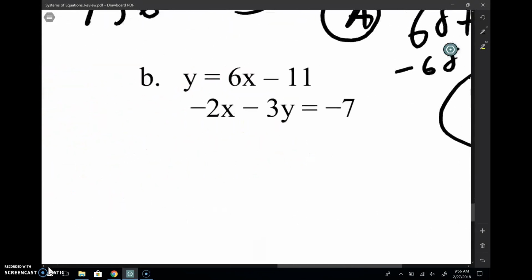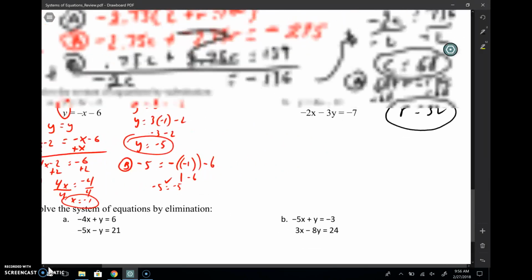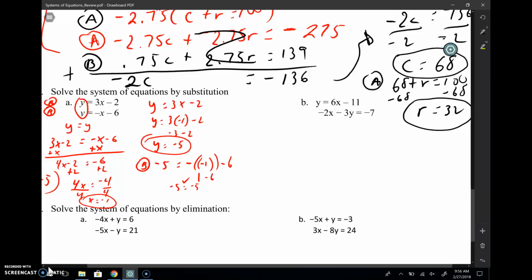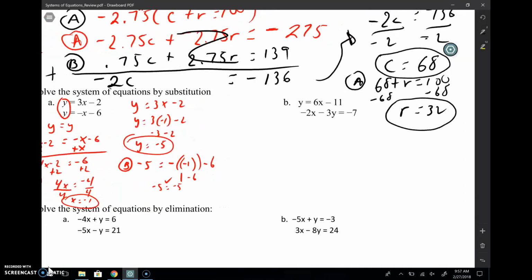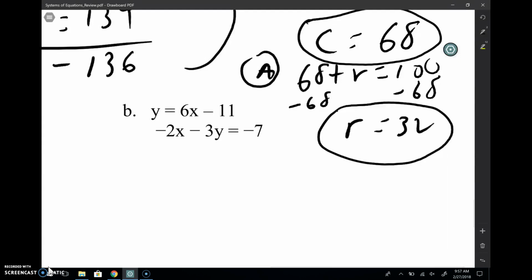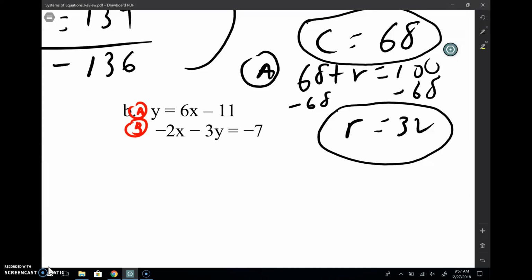Let's go to the second one. Now if I'm going too fast, which I know I am, don't worry about it. Just pause, rewind, and then feel free to email me questions, and I can walk you through some different situations. Here, equation A is y is equal to 6x minus 11. Equation B is negative 2x minus 3y is equal to negative 7.